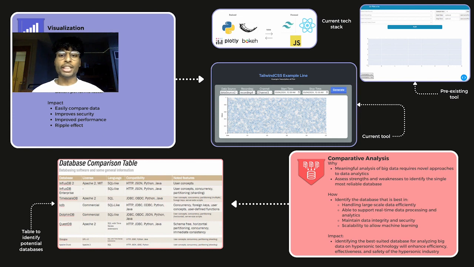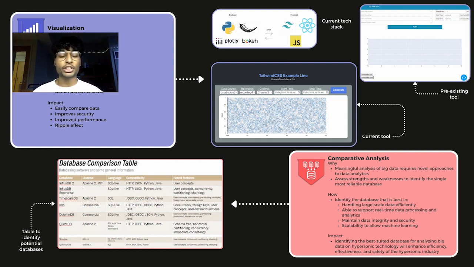Meaningful analysis of big data requires novel approaches to data analytics. It has become imperative to rely on advanced yet user friendly data analytics software. The comparative analysis team was assigned the task of testing various databases with the goal of identifying the most powerful database to effectively analyze big data provided to us by Stratolaunch.